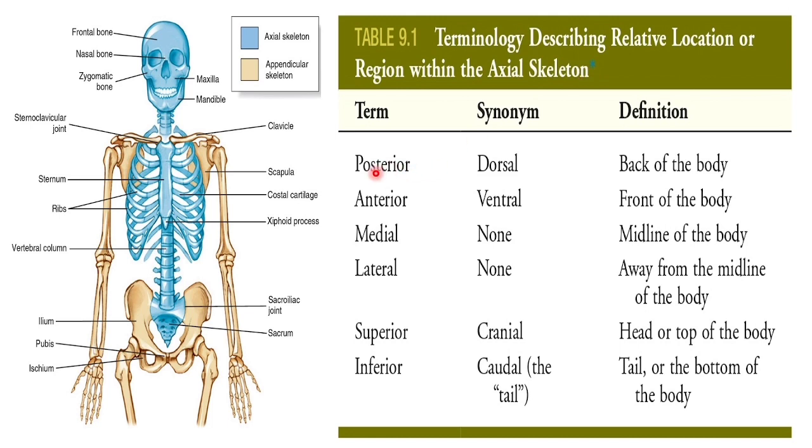The first term is posterior, which is synonymous with dorsal, and is defined as the back of the body. Anterior means ventral, defined as the front of the body. Medial is defined as the midline of the body. Lateral is away from the midline of the body. Superior, synonymous with cranial, is defined as the head or top of the body. Inferior, or caudal, the tail part, is defined as the bottom of the body.